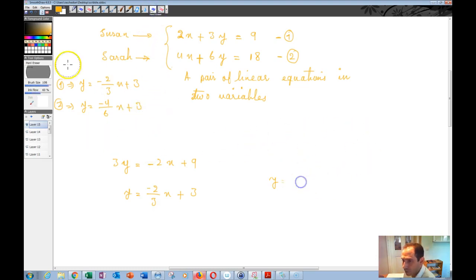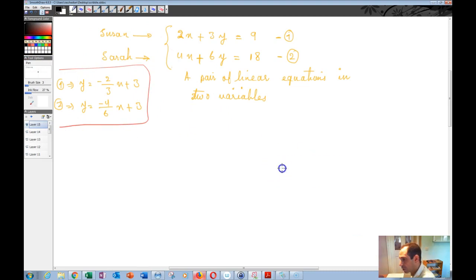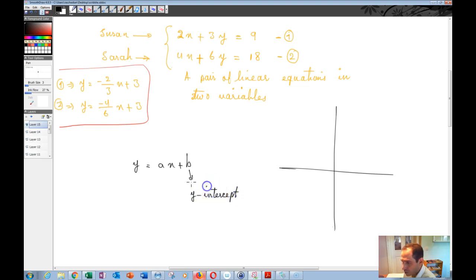I'm going to erase all of this, and what I'm going to do now is draw this line over here. Of course we are going to get to the point where we talk formally about the y-intercept and the slope. But for now, for the sake of simplicity, it's enough to know that when you have some equation like y is equal to ax plus b, this b over here is called the y-intercept, and this a over here is called the slope of this line.